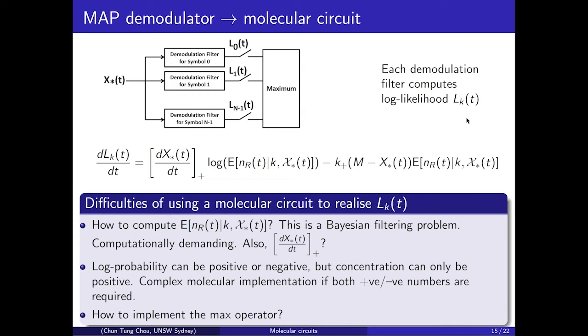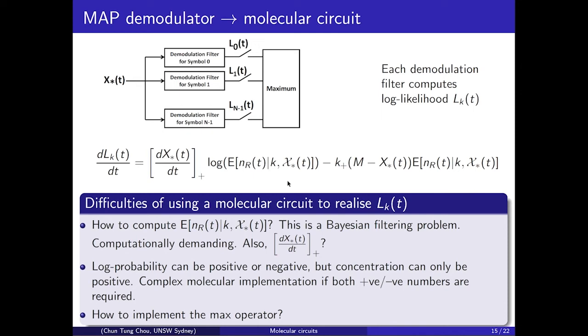Now, what does the differential equation for L_K(t) look like? It is this particular differential equation. There is a big chunk here. You need to differentiate the signal that we have. And then there's this part, the expectations, which is actually a posterior estimation of how many molecules there are near the receptors. You can get this part by solving a Bayesian filtering problem. So this is what it looks like. It's quite a big chunk. Can we realize it using molecular circuits?